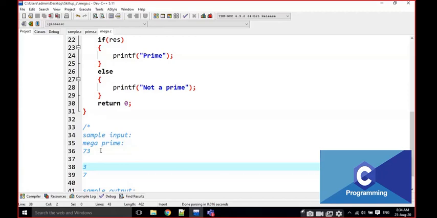If one digit is not prime, then it is not a mega prime. Every digit in that number has to be prime. Then only it is called a mega prime. For example, 73 is a mega prime. Why? Because 3 is prime and 7 is also prime. Then it is treated as a mega prime.